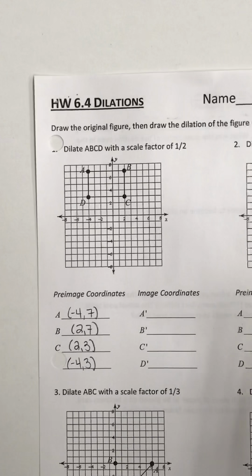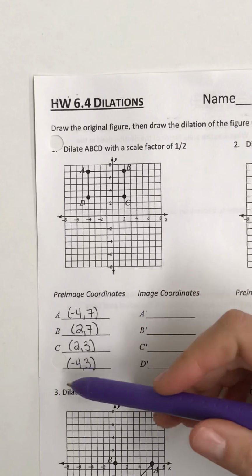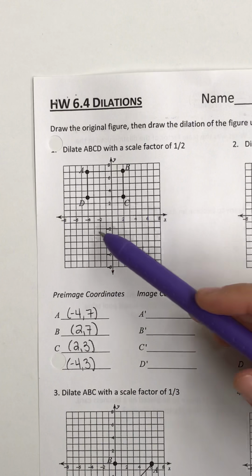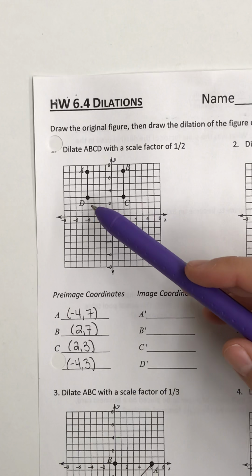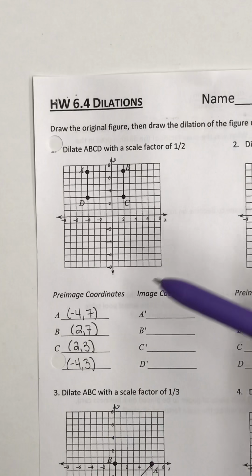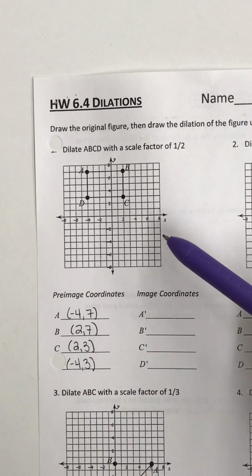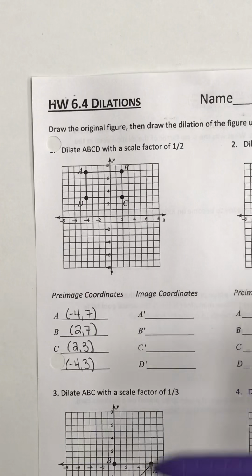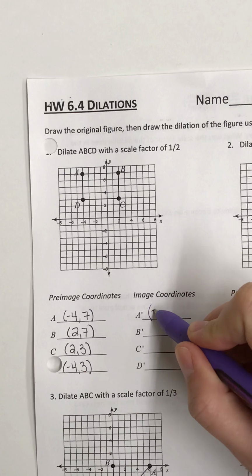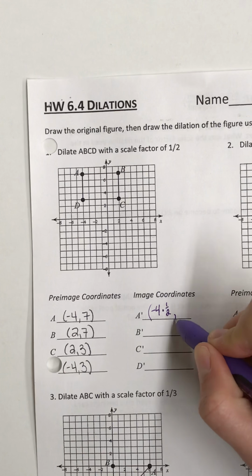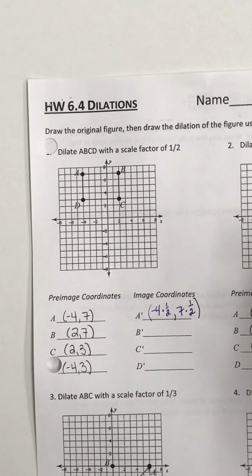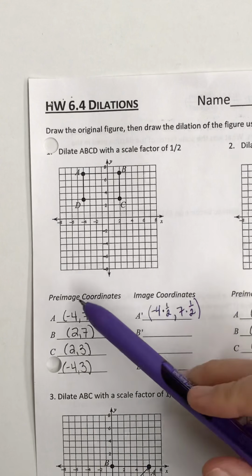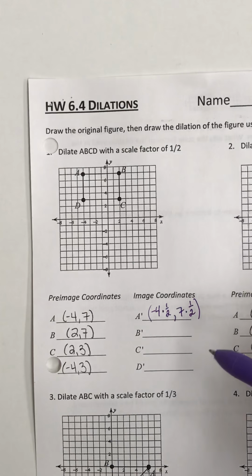So in order to figure out my image, my pre-image coordinates were given to me. -4, 7 is A, 2, 7 is B, 2, 3 is C, and -4, 3 is D. Okay, so I have those out for you right there. In order to do the image coordinates, you take each ordered pair and you multiply each value by 1/2. So A is going to be -4 times 1/2, comma, 7 times 1/2. So the -4 came from my X value, I multiplied it by 1/2. 7 came from my Y value, and I multiplied it by 1/2.